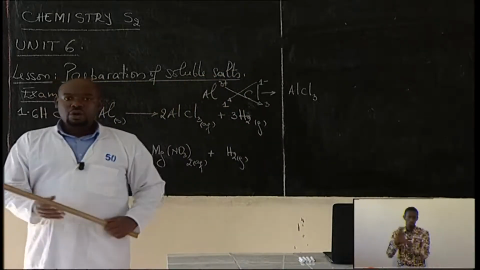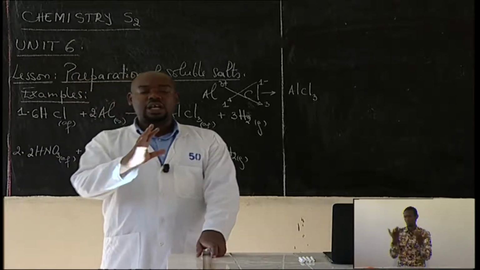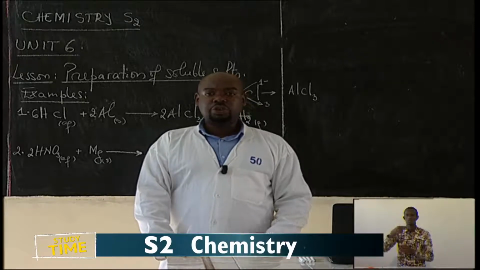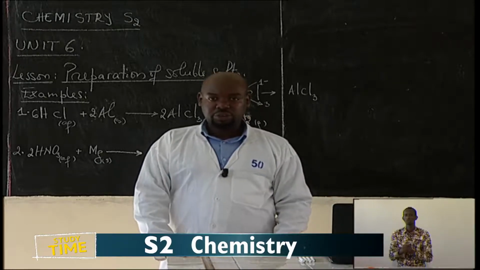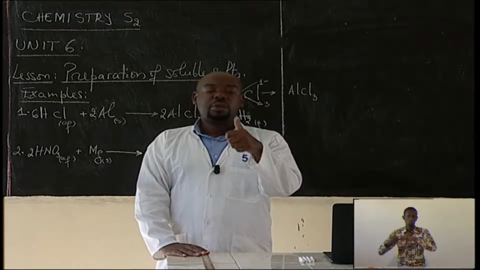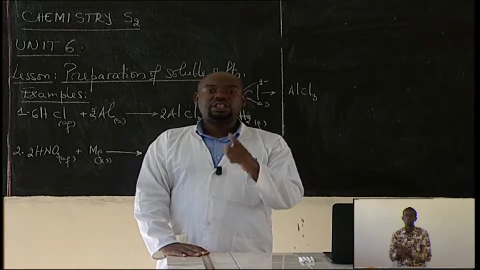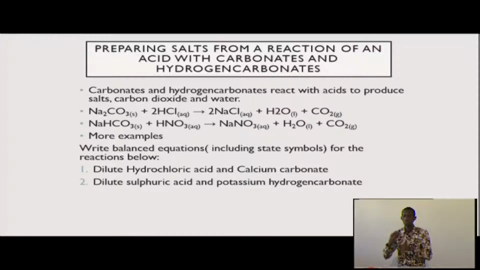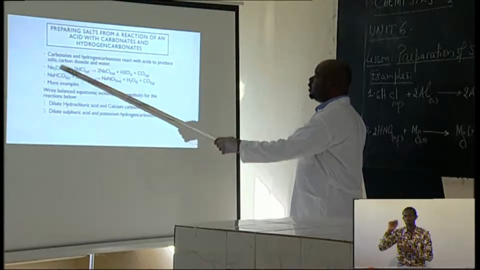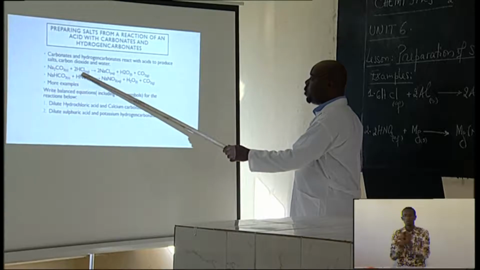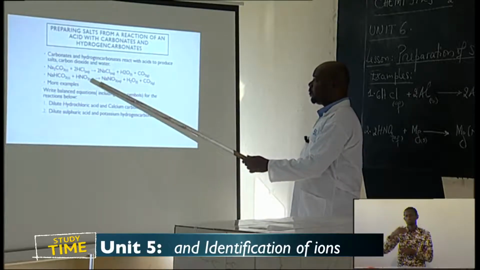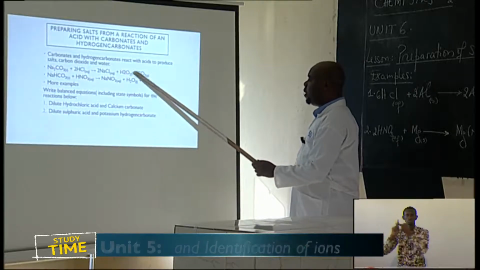And every time when you take a carbonate or a hydrogen carbonate and react it with a dilute acid, you produce a salt, that is the first product. You produce carbon dioxide, and the other product is water. So we always produce salt, carbon dioxide, and water. As we can see in the 2 examples, sodium carbonate reacting with hydrochloric acid, we produce sodium chloride plus water plus carbon dioxide.